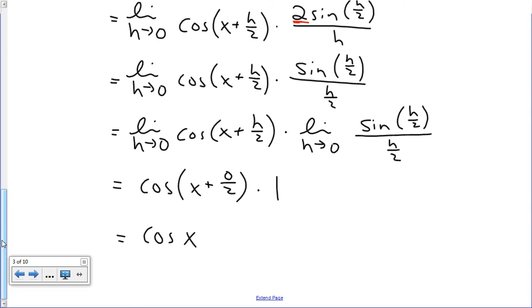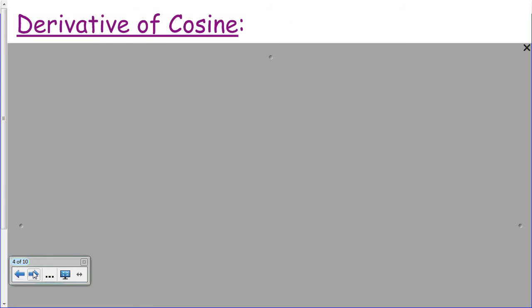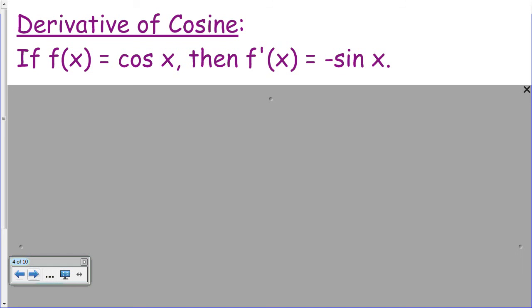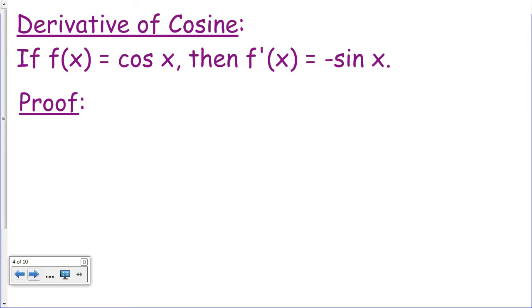All right. That's only half the work, though, of course, because I also need to prove that the derivative of cosine is equal to the opposite of sine. This says if f of x is equal to cosine of x, then f prime of x is equal to the opposite of sine of x. All right, and we're going to go through and prove this one. Now, to prove this, we could go through basically the same steps we just went through for proving what the derivative of sine was equal to.